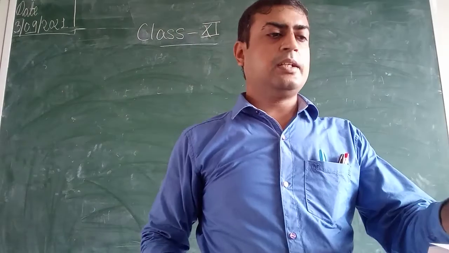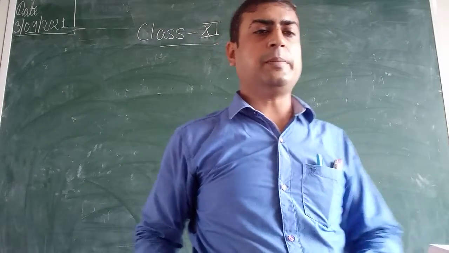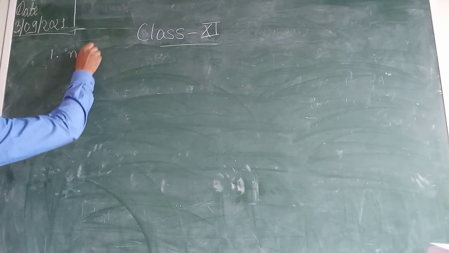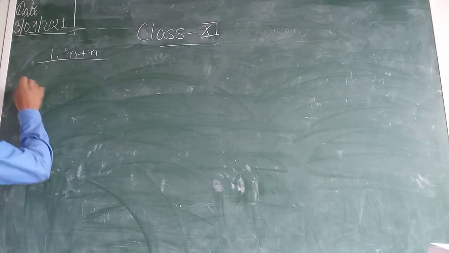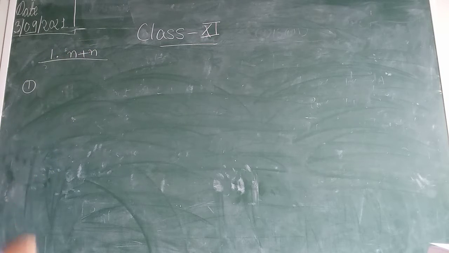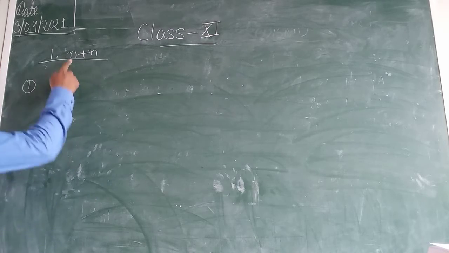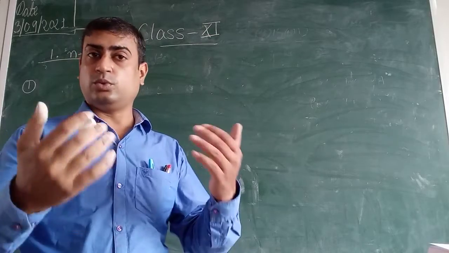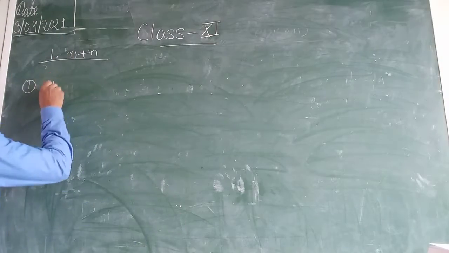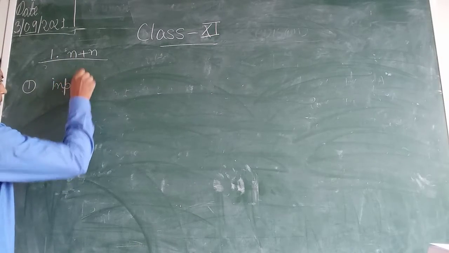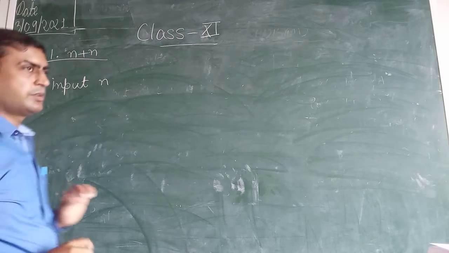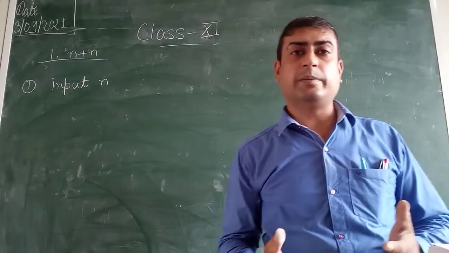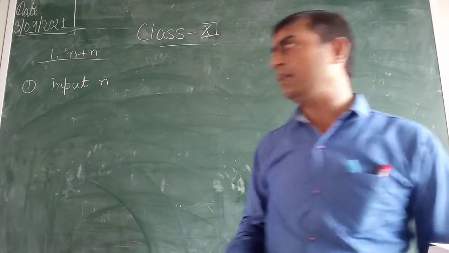Now the first one, n plus n. So we have to write an algo. Now in this first step, n is not known to us. So you have to take n, input n. Now after taking n, you need one variable that will store the value of n.